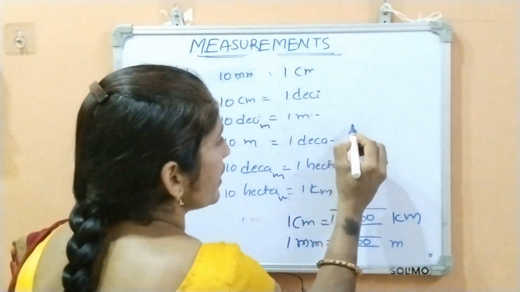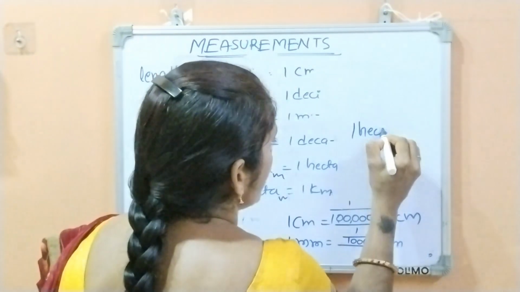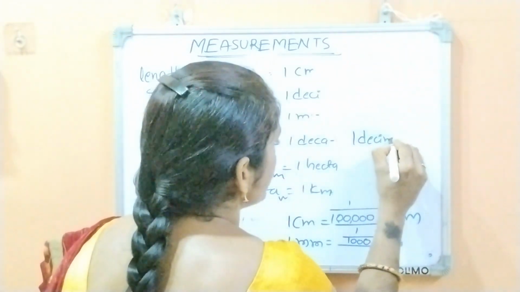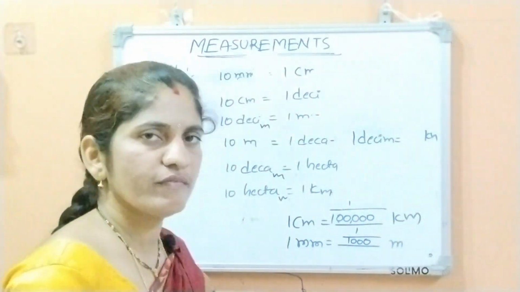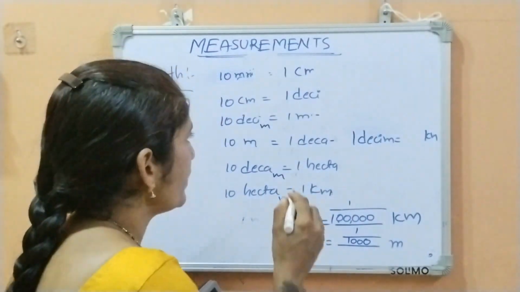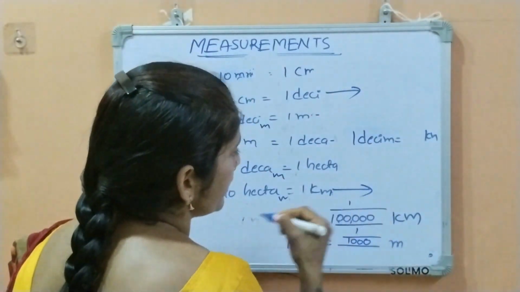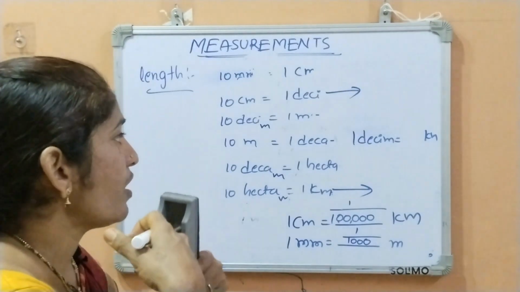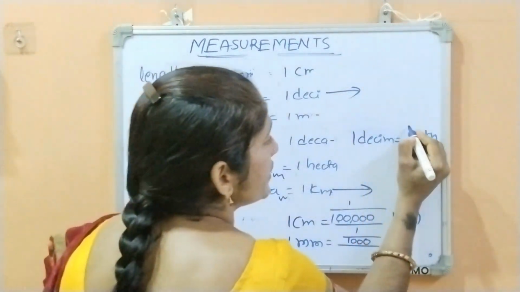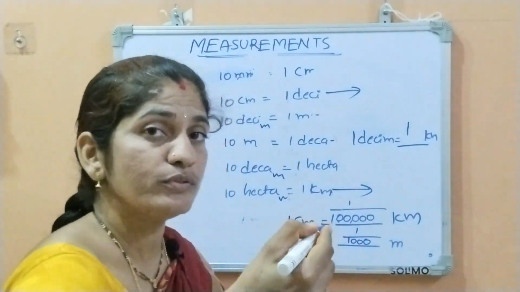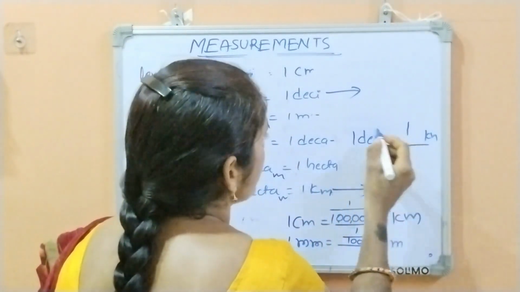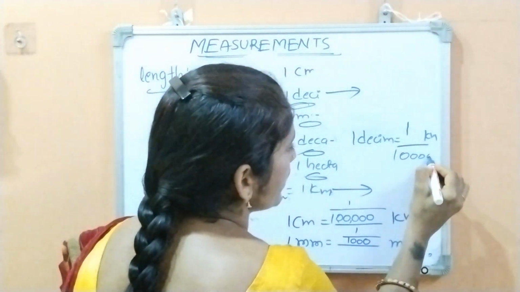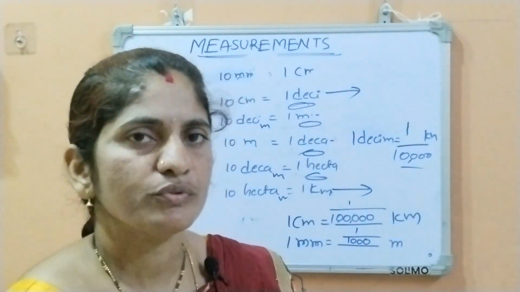Now for example, I am going to convert 1 decimeter. 1 decimeter equals how many kilometers? Where is decimeter? Here it is decimeter. Where is kilometer? Here it is kilometer. Remember, don't forget we are converting smaller units to bigger units. So in this type of case, we are going to write zeros in the denominator. How many gaps are there? 1, 2, 3, 4. 4 gaps means 4 zeros we are going to write in the denominator. That is 1 by 10,000 kilometers.